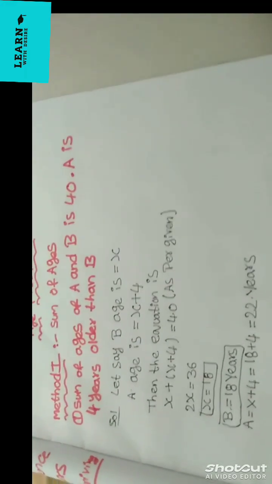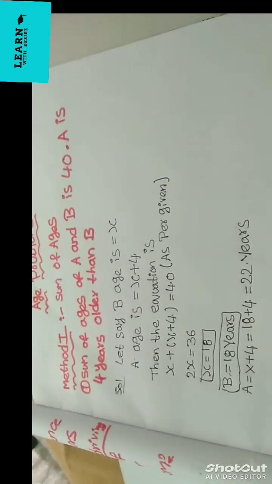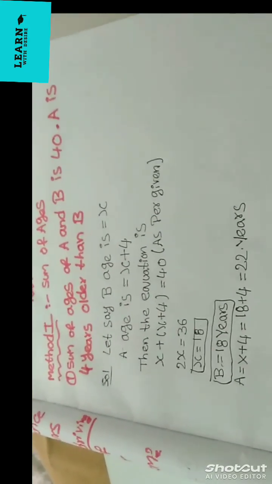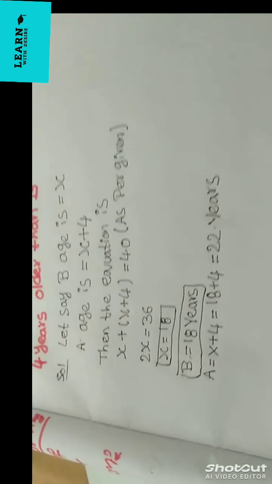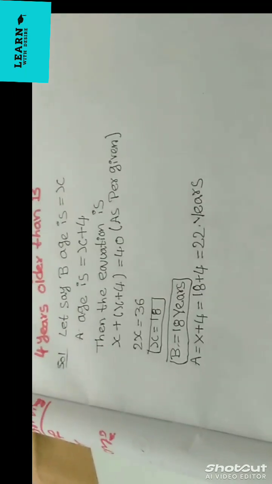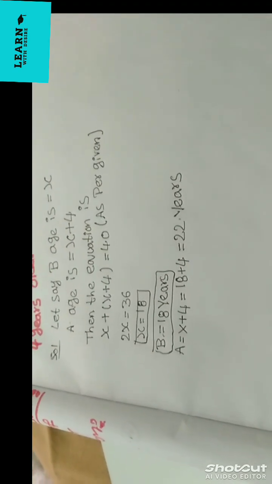Here the question is: sum of ages of A and B is 40, and A person is 4 years elder than B person. That means here elder or older is the same. Let's see the solution. If we assume that B person's age is X, then A person's age is X plus 4. Why? Because A person is 4 years elder than B person.